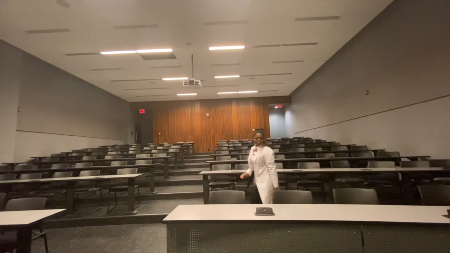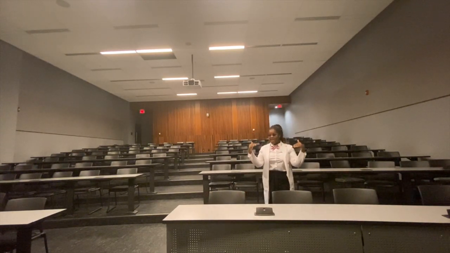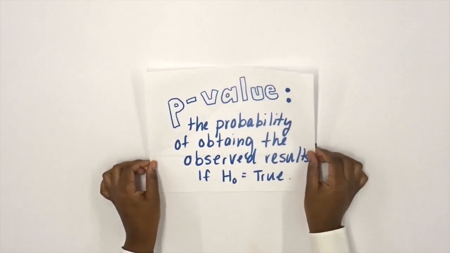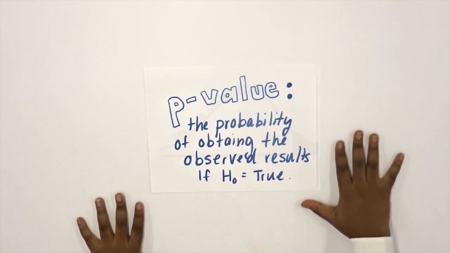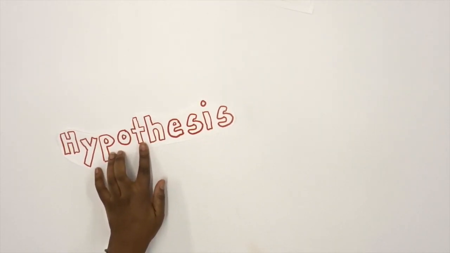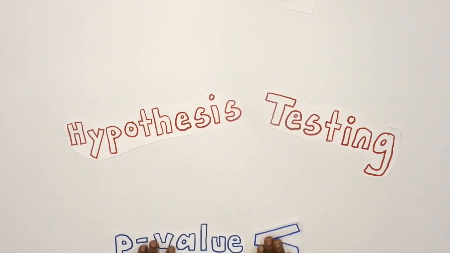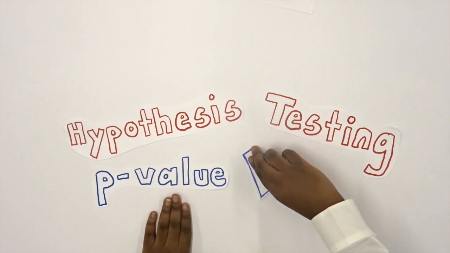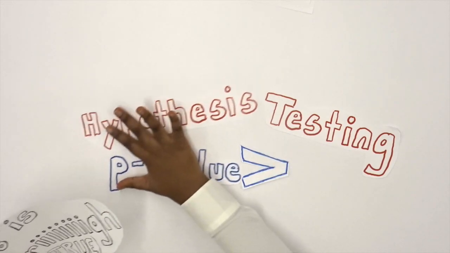You don't know what I'm saying, I'll say it again. P-value, the probability of obtaining the observed results if the null hypothesis were true. Hypothesis testing. If the p-value's low, the null has got to go. If the p-value's high, then the null is all right.